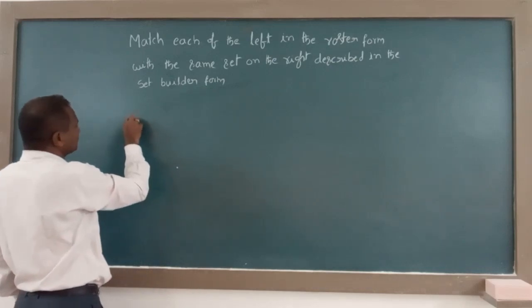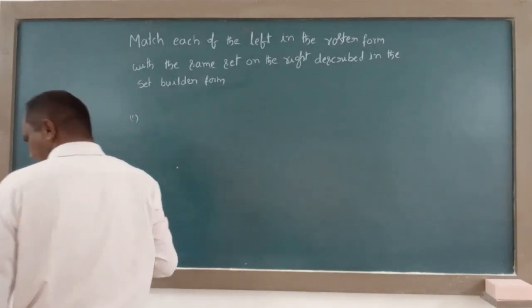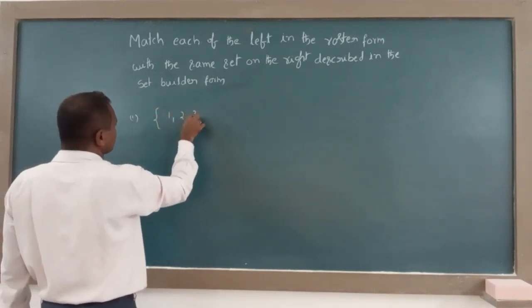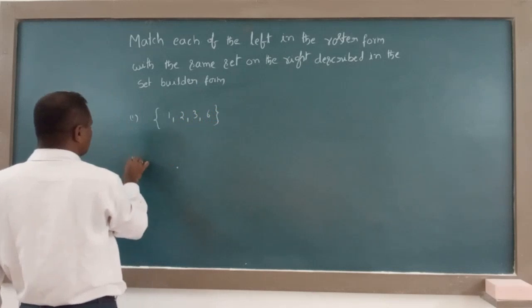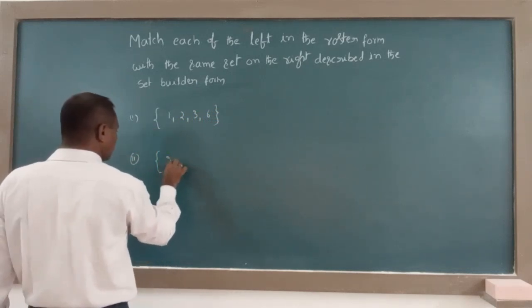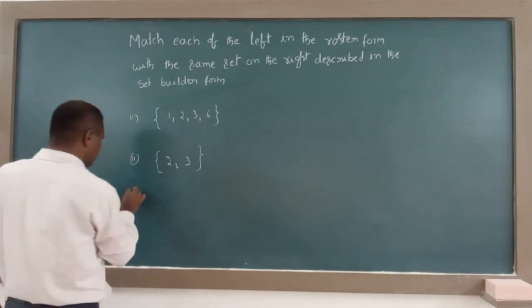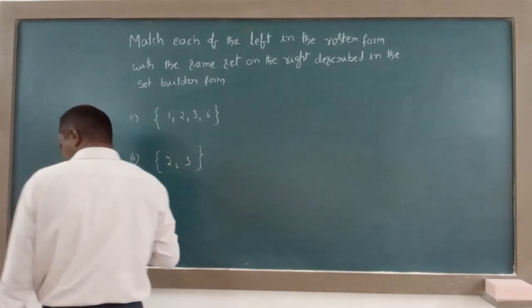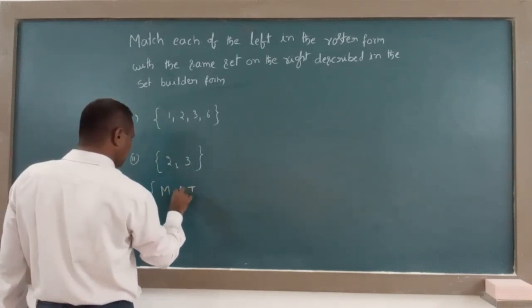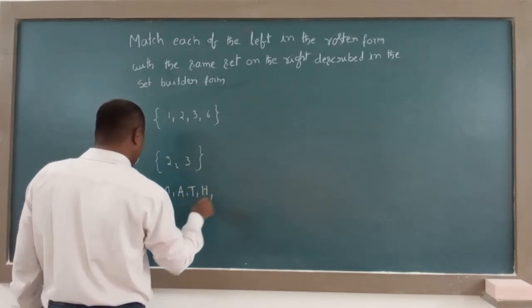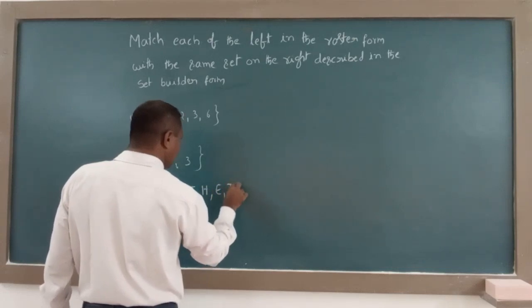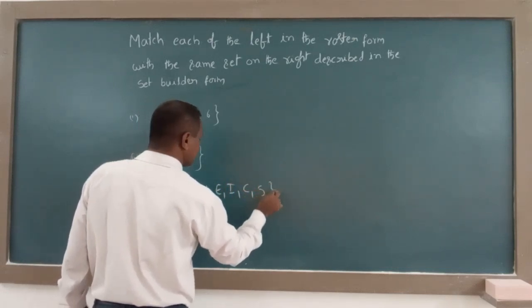One side is one question. First one is 1, 2, 3, 6. Second question is 2, 3. Third question is M, A, T, H comma E comma I comma C comma S.